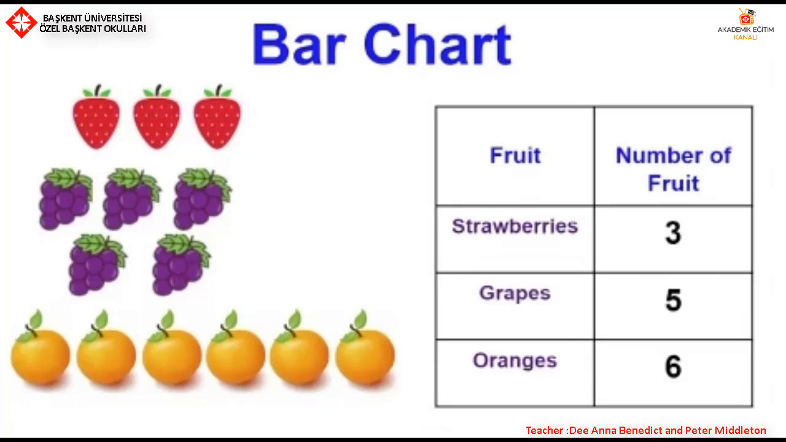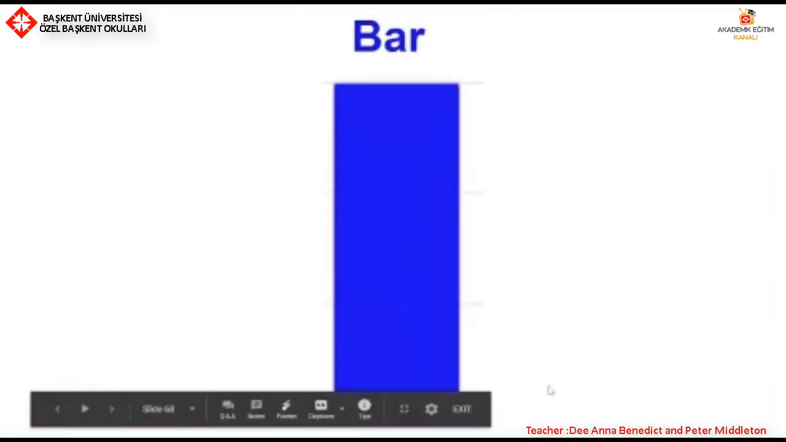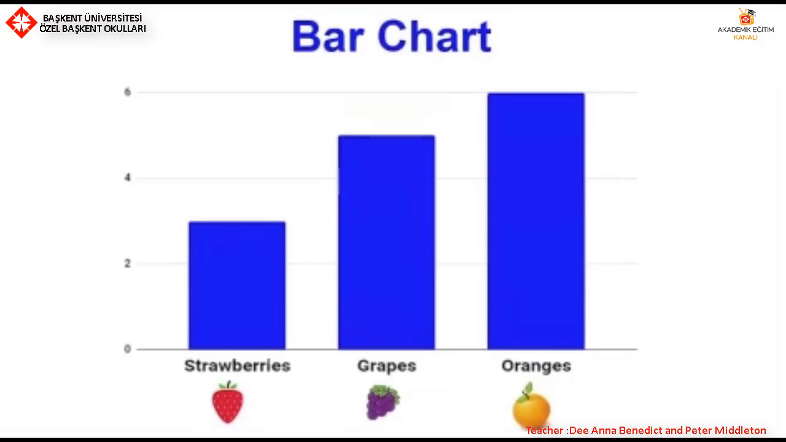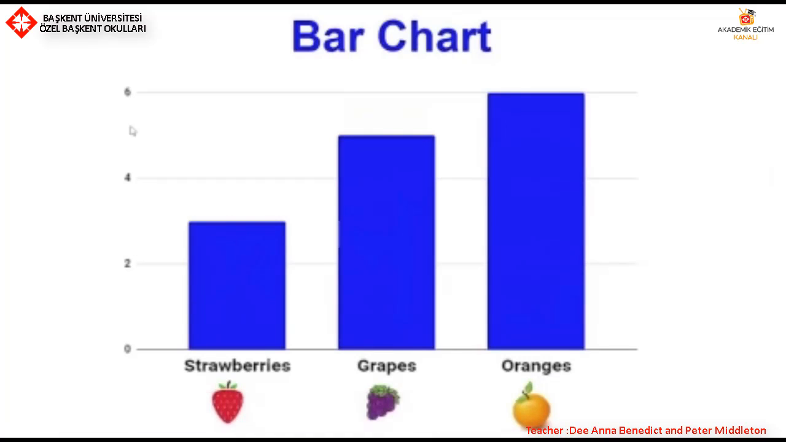We can also make a bar chart. Let's start with our 3 strawberries, 5 grapes, and 6 oranges. This is a bar. In a bar chart, we read the bars to know how many. So we can look down here and see we have strawberries, grapes and oranges. We can look at this line to see how many.